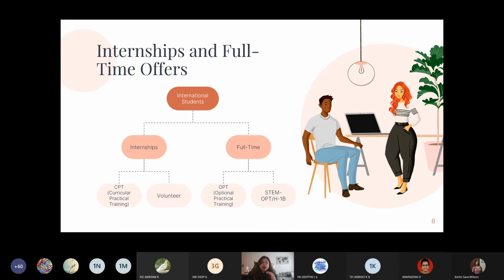So OPT is optional practical training. That's for 1 year after you graduate. So after you graduate, for one year you can work if you have a job offer. The STEM OPT, this is why I told you to make sure that your program is a STEM program, because after the 1 year OPT is over, if you have a STEM degree, meaning you graduated from a STEM program, you can work for additional 2 years. So that's why it's called STEM OPT.